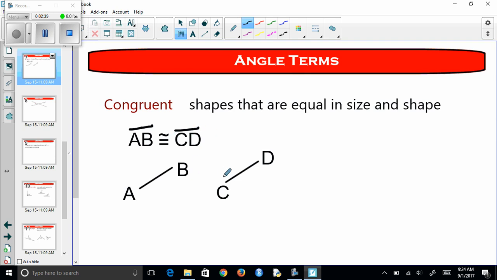segment CD. Now, when we are saying that they're equal in a drawing, sometimes we draw one dash and one dash to show that those are equal. And we could draw two dashes and two dashes. We just draw a certain number of dashes and match it with the same amount of dashes on the other side.